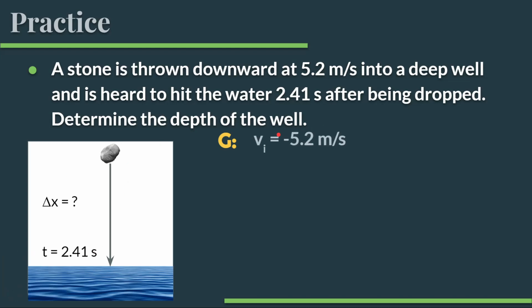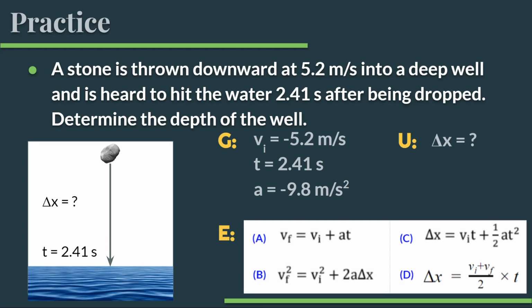5.2 meters per second. My time is 2.41 seconds. My acceleration is due to gravity, so it's negative 9.8 meters per second squared. And again, I am looking for the depth of the well, so I'm looking for delta x. Again, we're going through this process because it helps us to pick the correct equation. Vi, t, a and delta x, this looks a lot like the last one because we have the same things on the screen, so we're going to use the same equation. Delta x equals Vi t plus 1/2 a t squared.